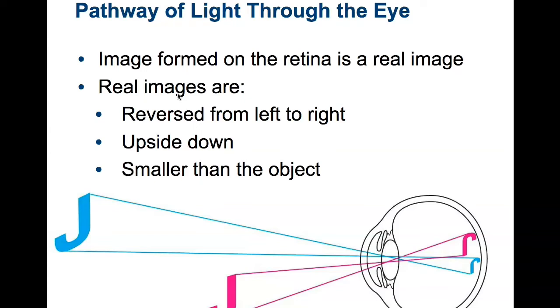But what's going on is you either have a real image or a virtual image. And the best example of a virtual image is what you see in a mirror, that reflection. Again, the image that you see in the mirror, it's the same size. It is going to be reversed, but nonetheless, it's still going to be that same size. And so that would be what we call a virtual image. But remember, our eyes are making a real image.